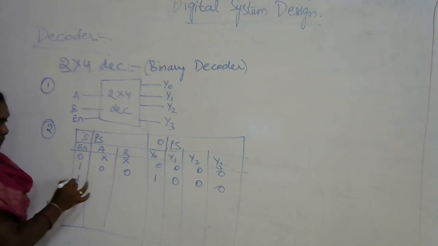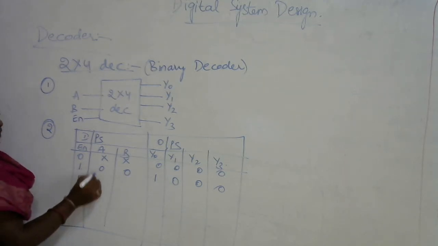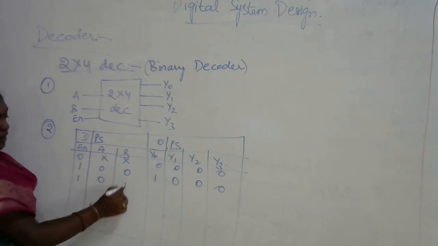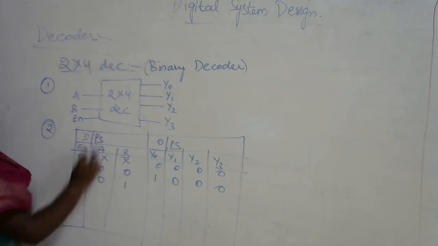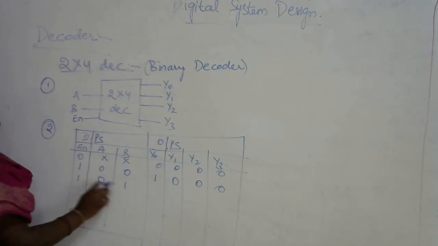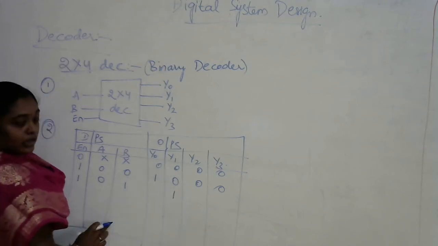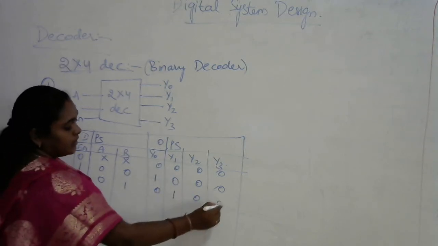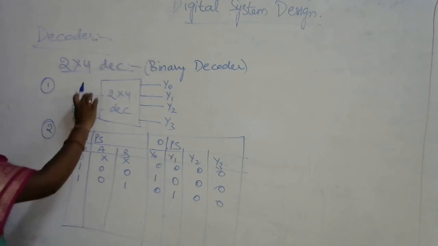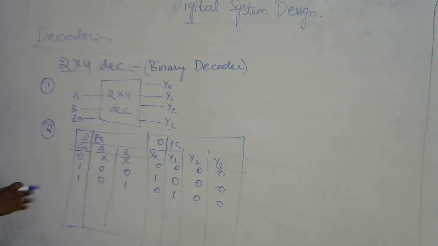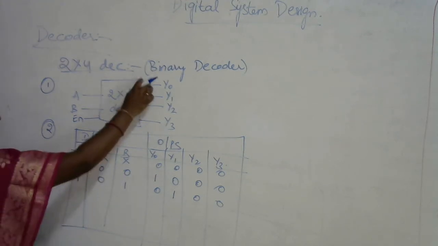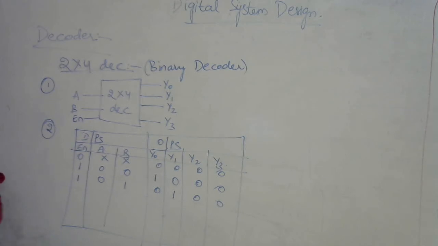Similarly, if enable is 1, and the corresponding A value is 0 and B value is 1, that is 0 1, which is equivalent to 1. So y1 will be equivalent to 1 and all the remaining will be equivalent to 0. Means for a particular input combination, among 4 outputs, only one of the outputs will be high and all the remaining outputs will be low, because it is an active high output.